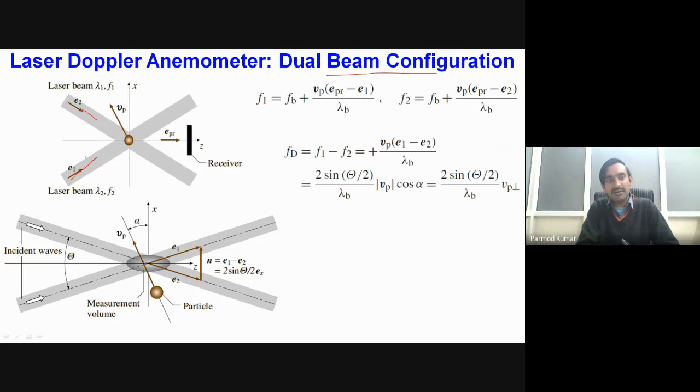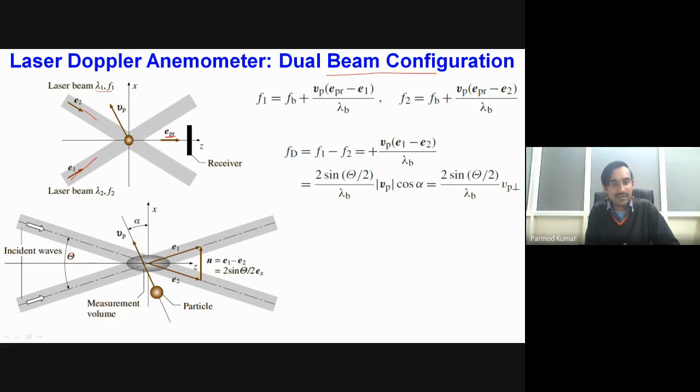You can see over here, these two laser beams are coming in directions E1 and E2, and let us consider lambda 1 and F1, and lambda 2 and F2 as the corresponding wavelength and frequency. Vp is the velocity of the particle, and finally we have placed a receiver over here, which represents the direction EPR from particle to the receiver. You can see the corresponding angles are also marked.